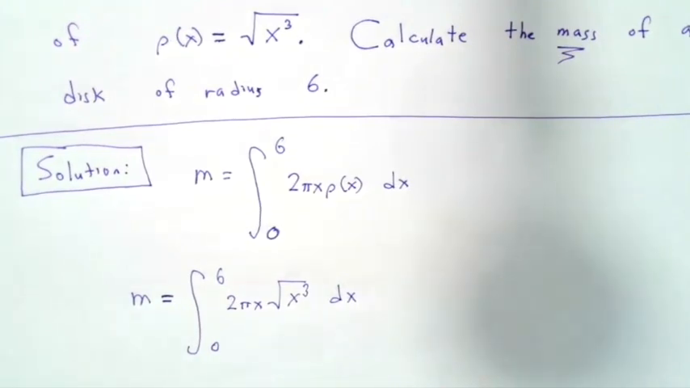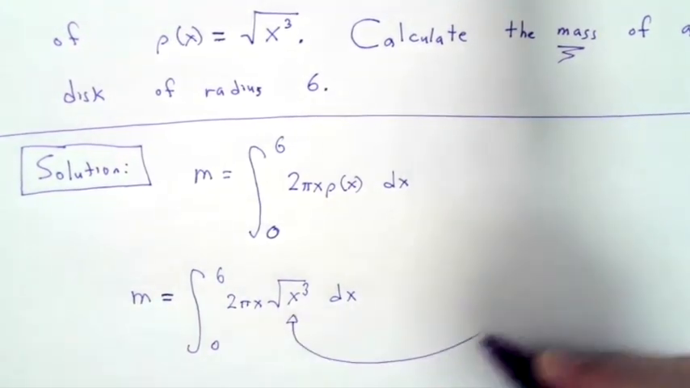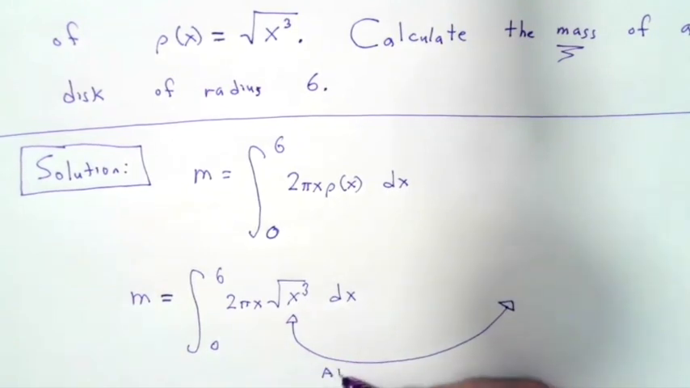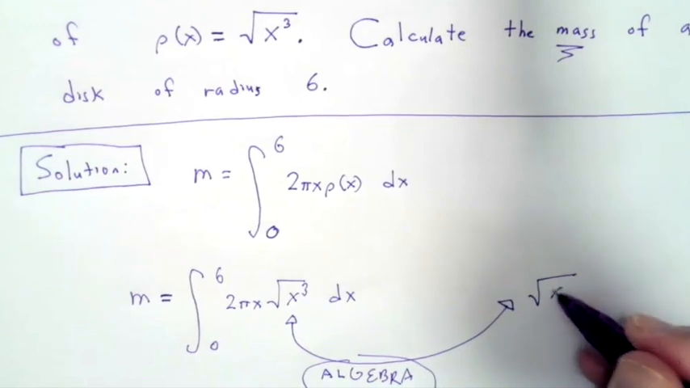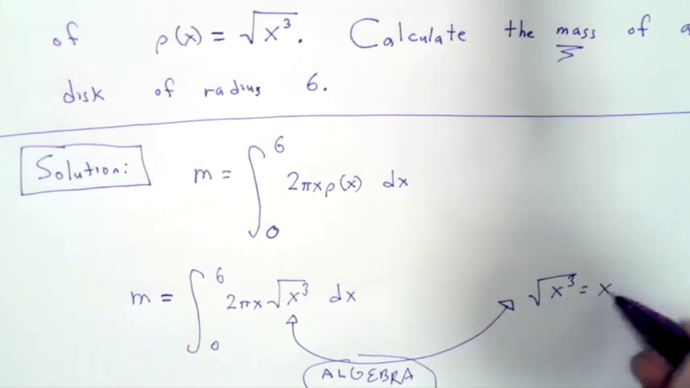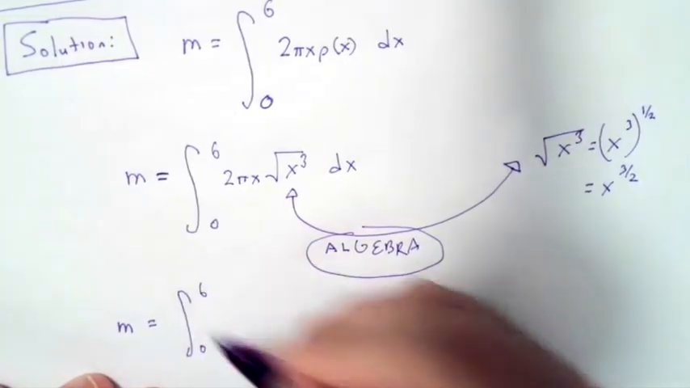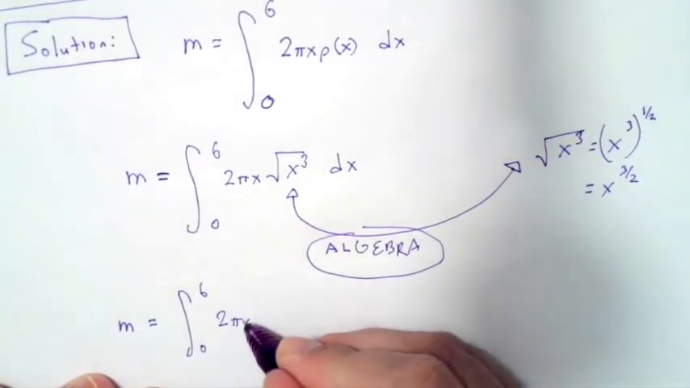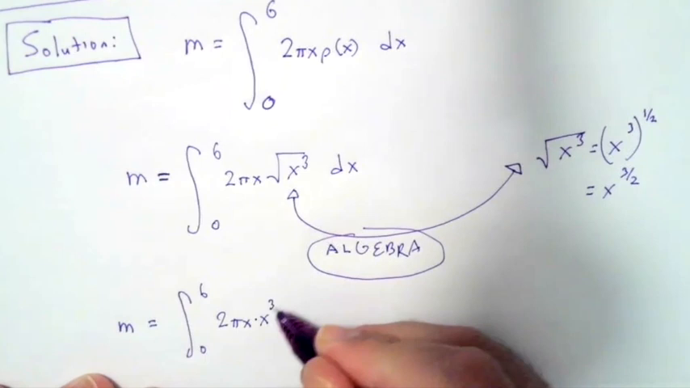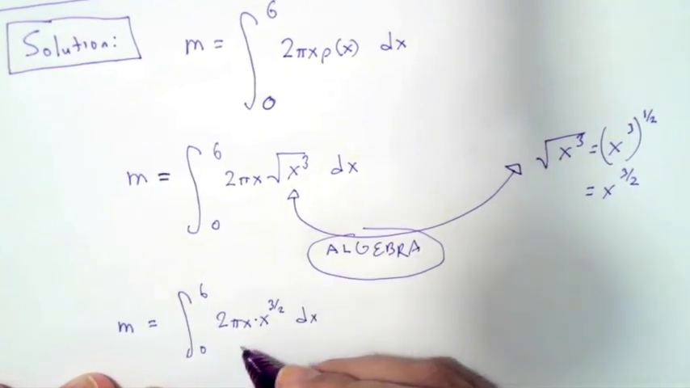In looking at this, the square root of x cubed is kind of rough. So let's work on simplifying and replacing it. We will use algebra to rewrite this square root of x cubed as x cubed raised to the 1/2, which can then be rewritten as x to the 3/2. Now we can combine those and get 2 pi x times x to the 3/2 dx.